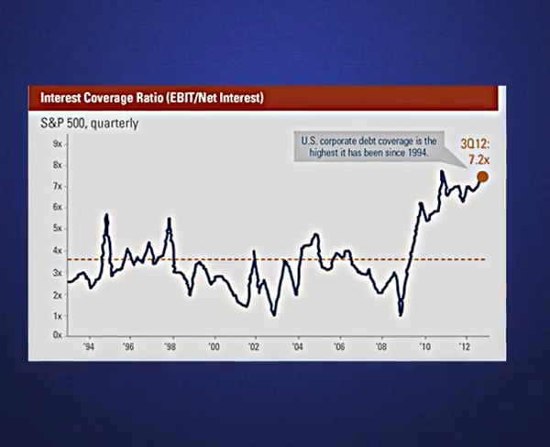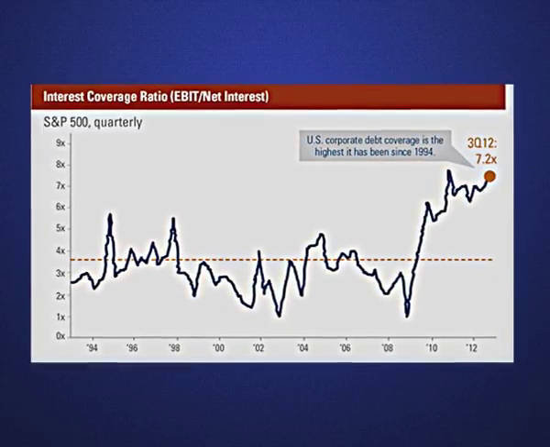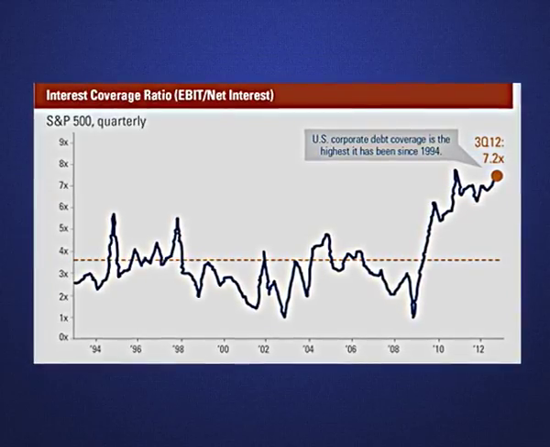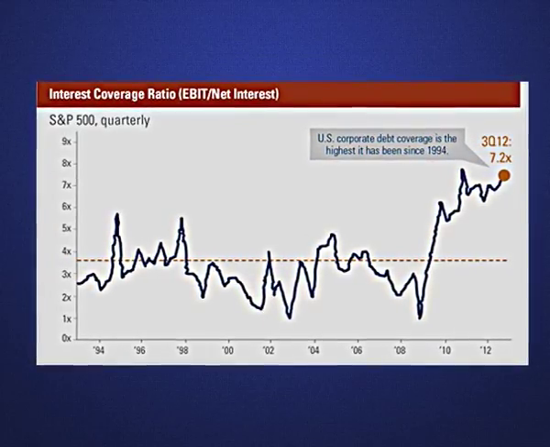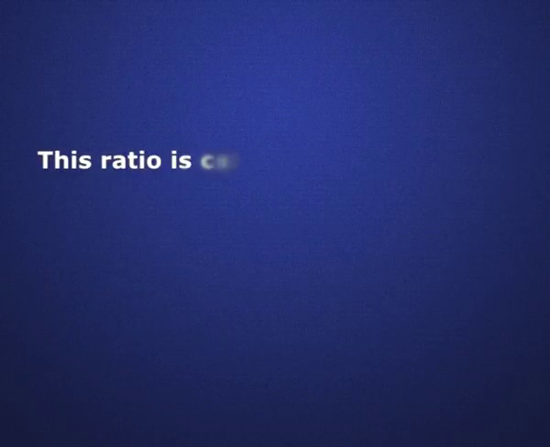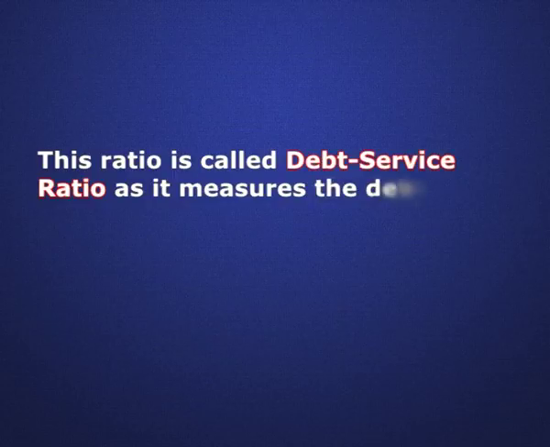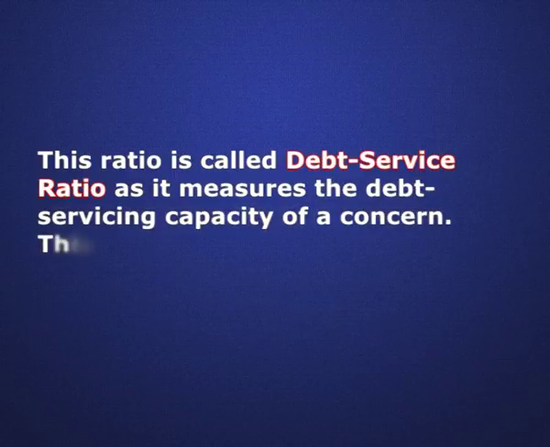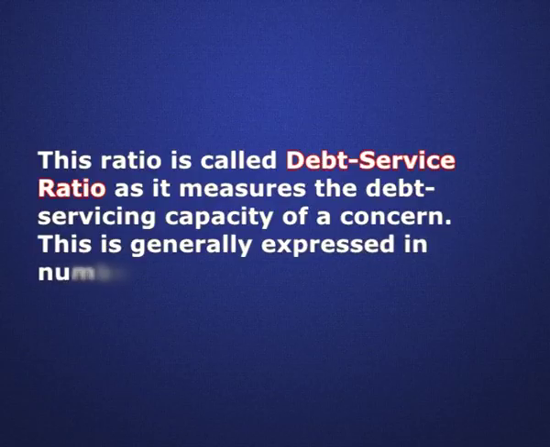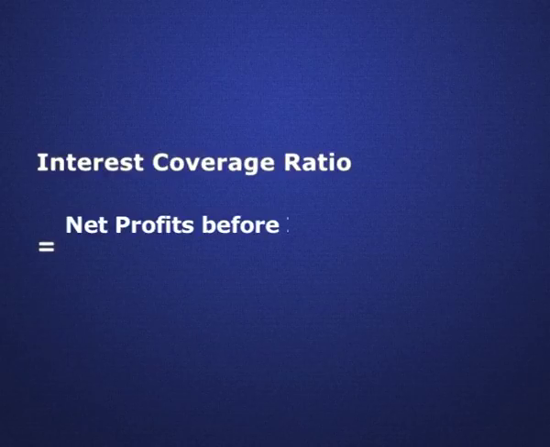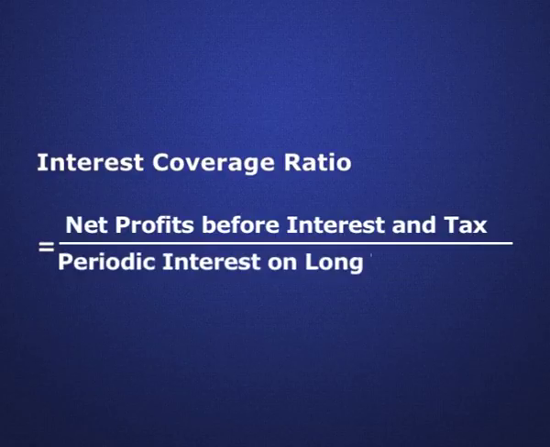Interest coverage ratio. This ratio measures a relationship between net profits before interest and taxes and interest on long-term debts. In other words, interest coverage ratio measures the ability of a concern to pay fixed interest charges as and when they become due for payment. This ratio is called debt service ratio, as it measures the debt servicing capacity of a concern. This is generally expressed in number of times. It can be calculated as follows.